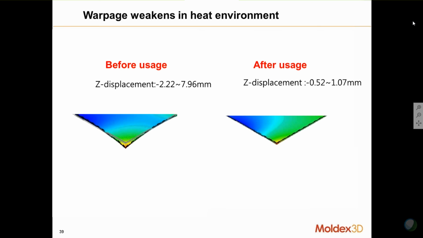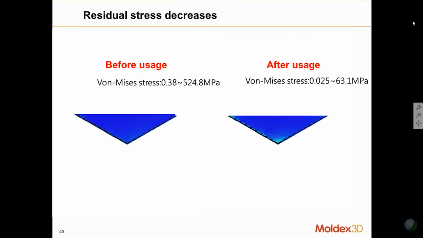And this is the warpage prediction before and after the annealing process. What we see after annealing is that the warpage goes down significantly, because we give the system sufficient energy to relax its molecular stress. The residual stress also goes down after the annealing process, and the effect is quite significant. It has gone down from 500 megapascal all the way down to 60 megapascal.